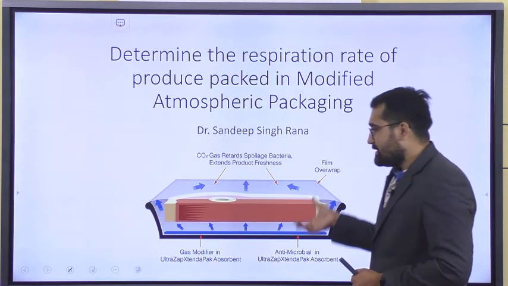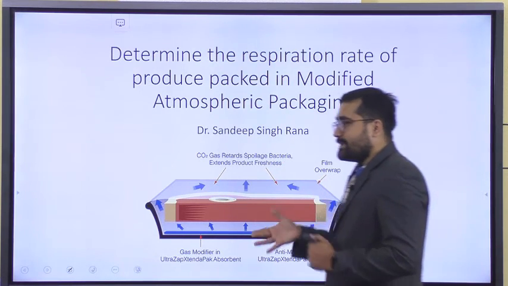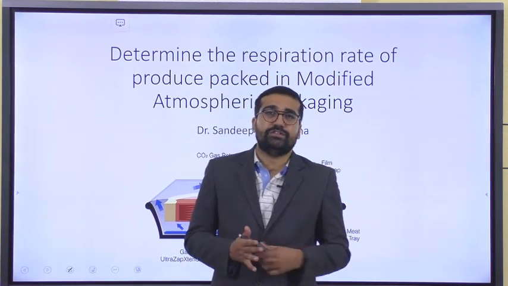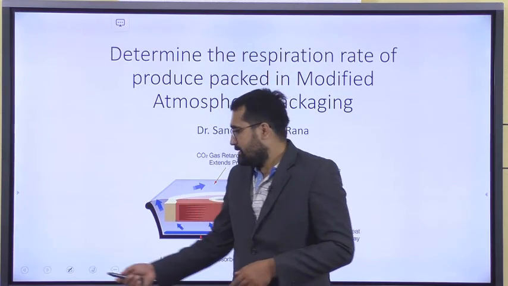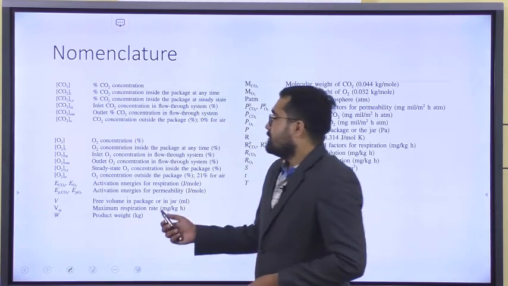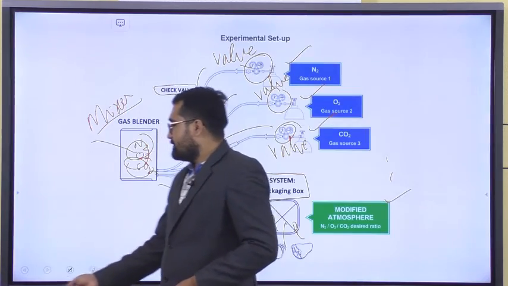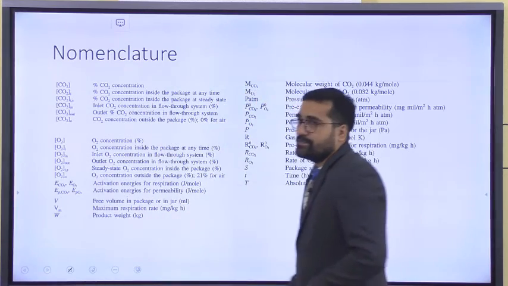This packet we can see is a modified MAP packet. So inside that we are changing the composition of the oxygen, carbon dioxide and nitrogen gases, that we can see in this. So before that there are some nomenclatures which we have to understand.